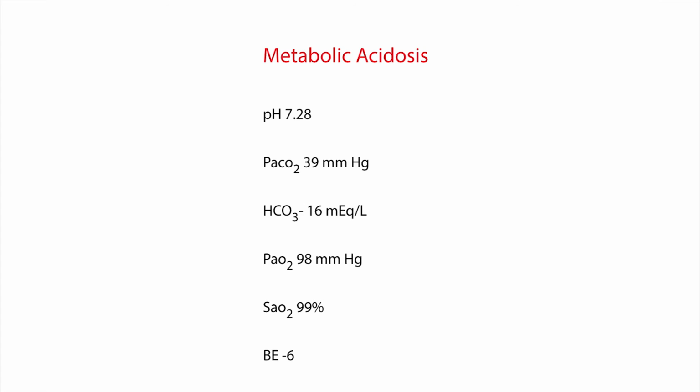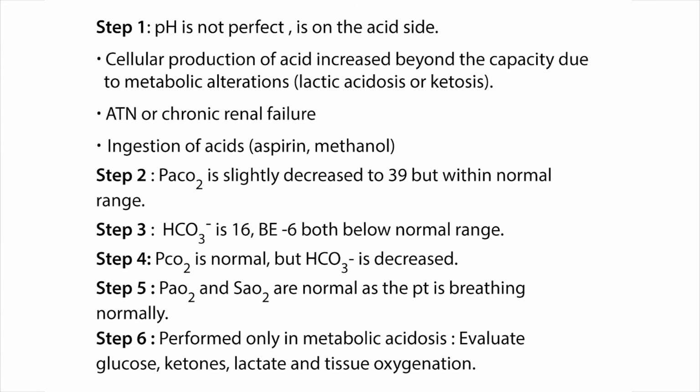Metabolic acidosis. Let's take an example. Patient comes with a pH of 7.28, PaCO2 of 39, bicarb 16, PaO2 98, SATs 99%, base excess -6. So let's start analyzing. Step 1, look at the pH. pH is not perfect, it is on the acid side. So definitely there is increased acid production. Question is which one, respiratory or metabolic?